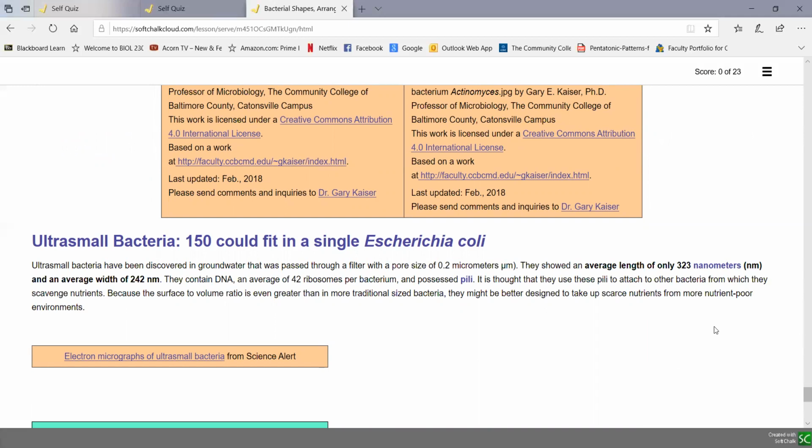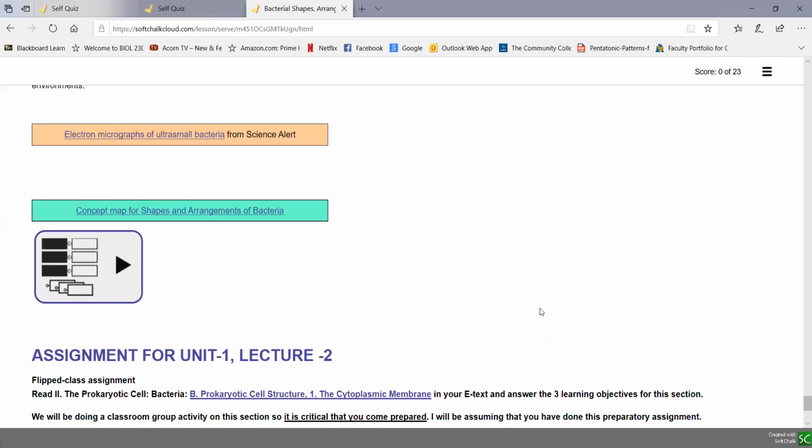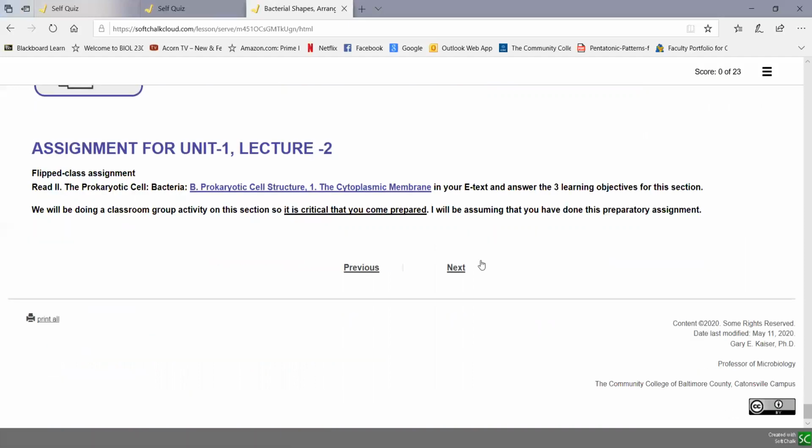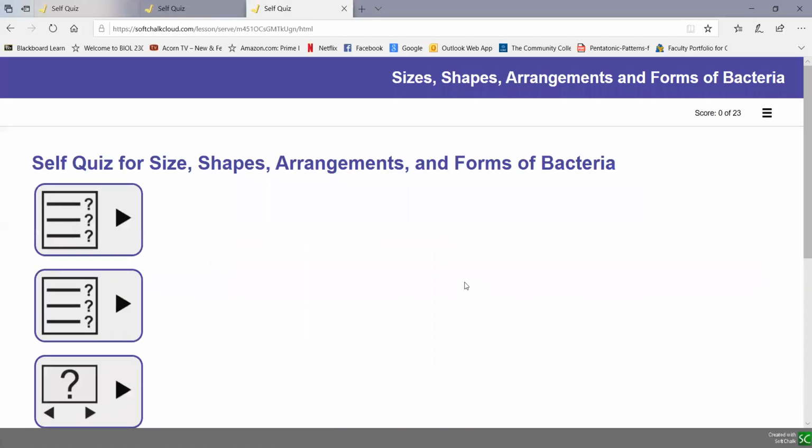So anyway, those are our three shapes of bacteria, the 5 different arrangements of cocci, the 3 different arrangements of bacilli, and the 3 spiral forms. Again, we have to know those shapes, arrangements, and forms throughout the semester in both lecture and lab, as well as the approximate size of many of these microorganisms. And there's a little self-check you can do on this section, and a self-quiz at the end covering the whole section.